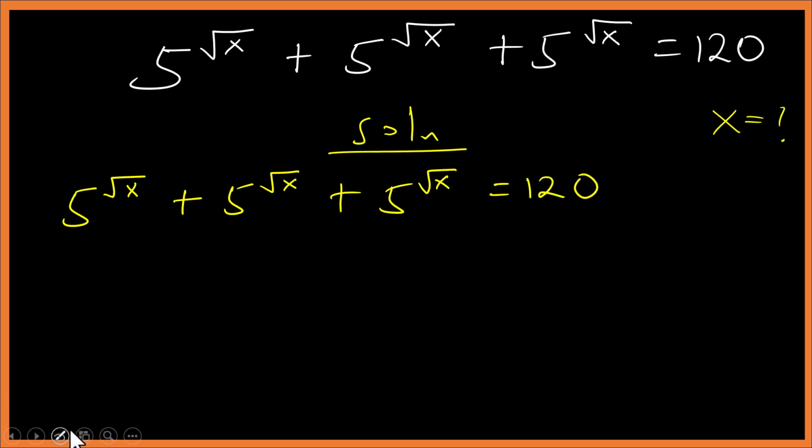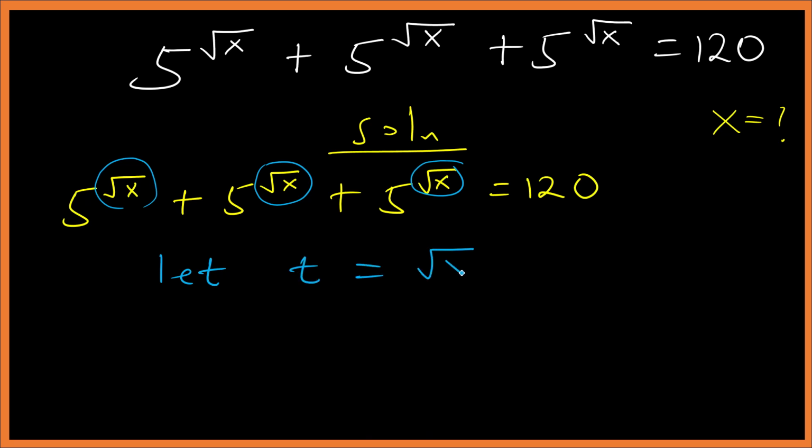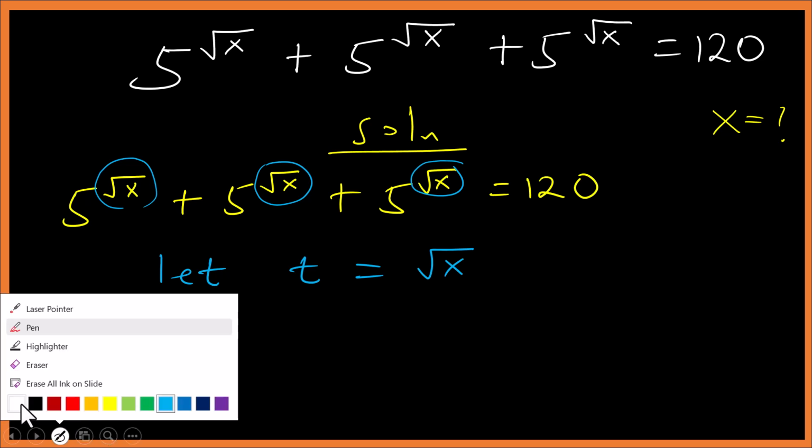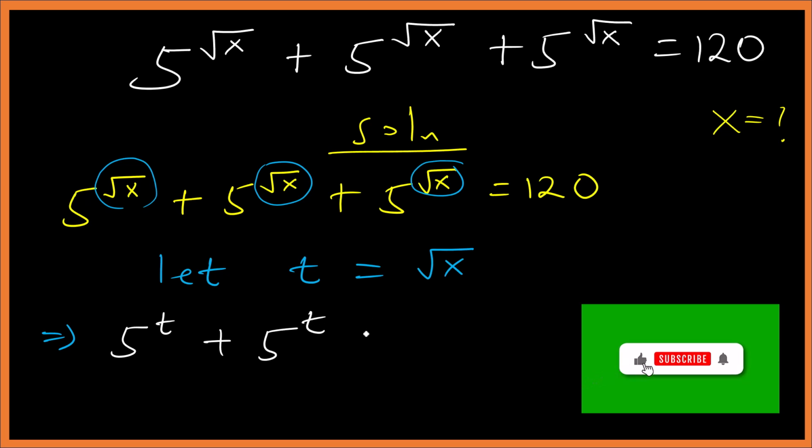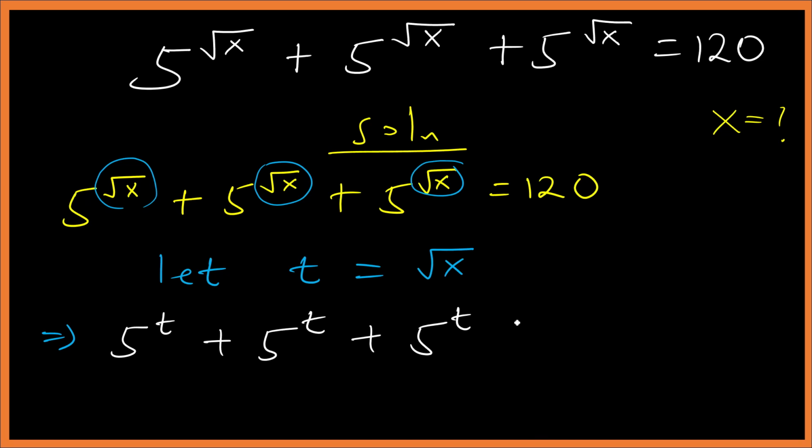Now from here, because we have root x in common, square root of x in common, let's take it out. So we should let a variable be square root of x, t. So in going back, this side will be 5 exponent t plus 5 exponent t plus 5 exponent t equals 120.